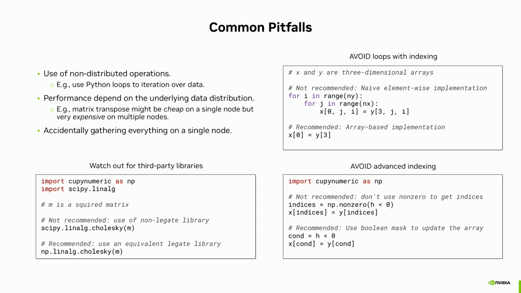And so if you don't have enough space on a single GPU, it will just fail. And if you have enough space, it might be very slow. So that's a pitfall. In this case, it's fairly easy. CuPyNumeric actually has a Cholesky, so you can just use that, and then it works perfectly.